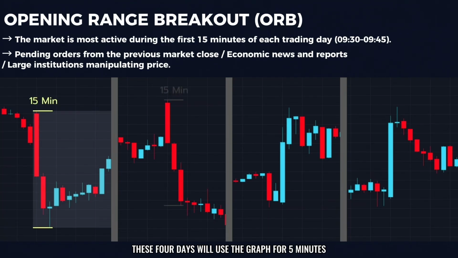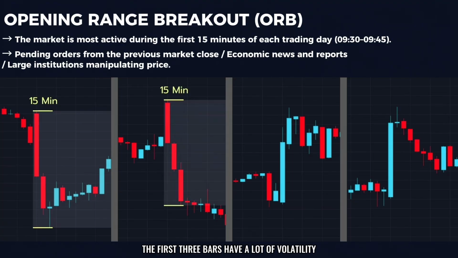These 4 days will use the graph for 5 minutes. Therefore, when the market opens, the first 15 minutes will equal 3 bars. On the left-hand side, you will see that when the market opens, the first 3 bars have a lot of volatility. The price has dropped sharply. We can mark this range as it is.